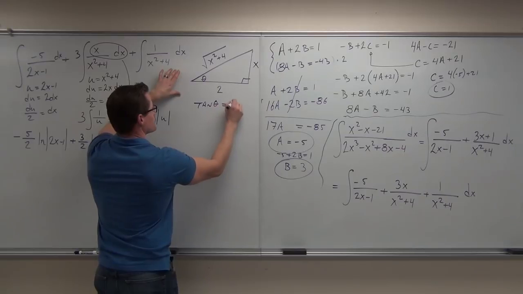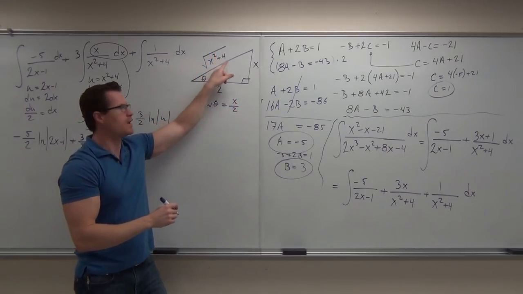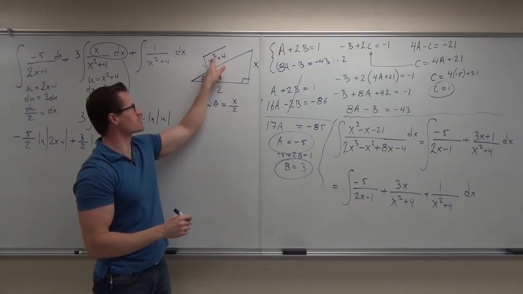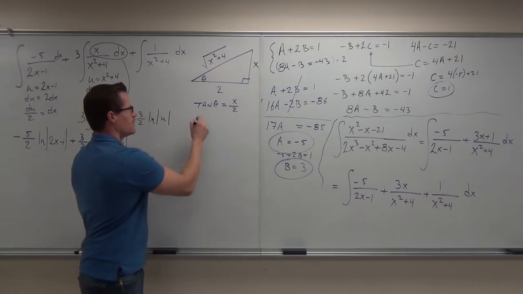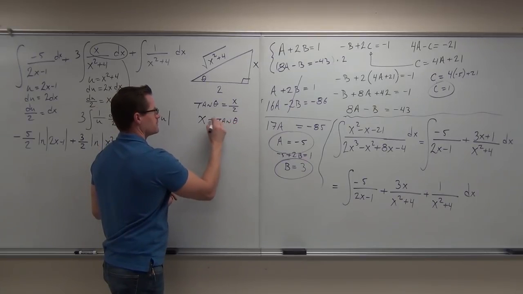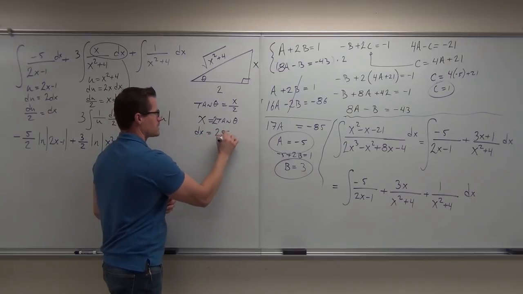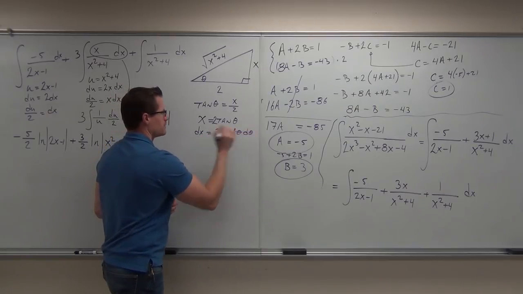Tan theta equals x over 2. So who cares if it doesn't have a square root? You can still do this, no problem. This is x, this is 2. Therefore, this is the square root of x squared plus 4. Then x equals tan theta times 2. dx would equal 2 secant squared theta d theta.